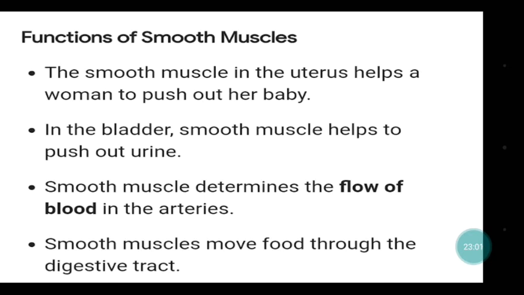Now the function of smooth muscles. Smooth muscles in the uterus help a woman to push out her baby. So smooth muscles are very essential. In the bladder, smooth muscles help to push out the urine. Smooth muscle determines the flow of blood in our arteries. Also, it is present in our digestive tract so that the movement of food can be determined.